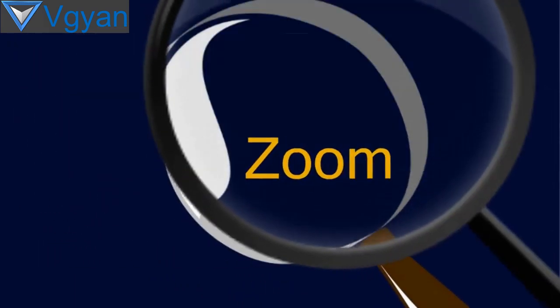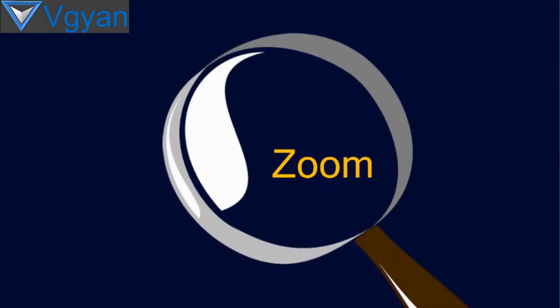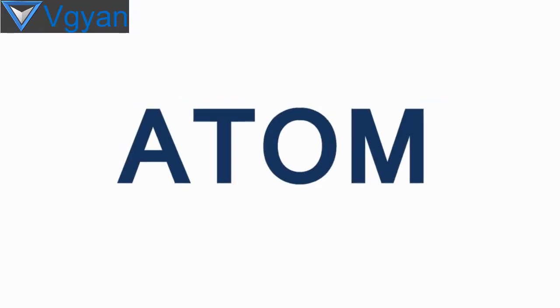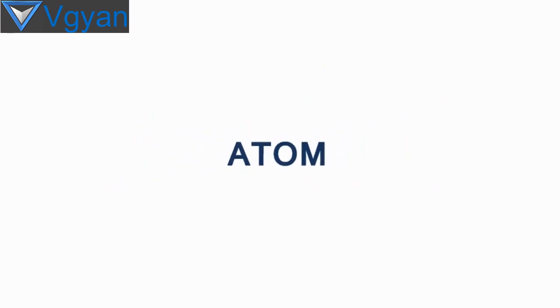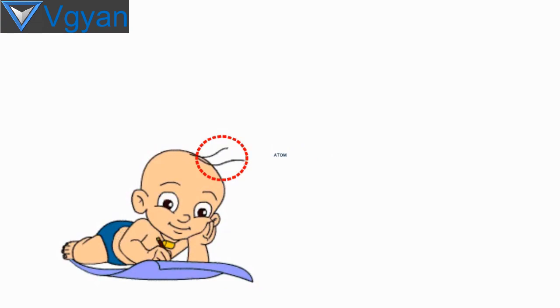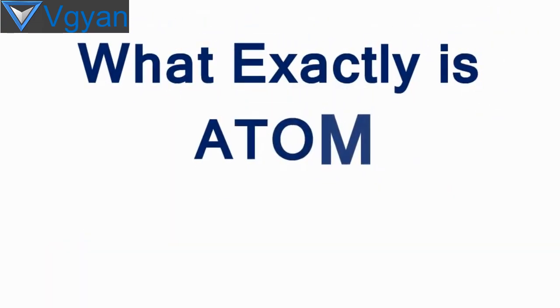You cannot see an atom, no matter how much you zoom under visible light, because the ray of visible light is too large to touch an atom. An atom is very, very, very tiny, tinier than the tiniest thing you have ever seen. But what exactly is an atom?